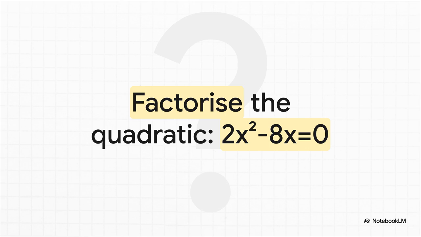Here is our first enemy equation. 2x squared minus 8x equals 0. Lean in, take a really close look. What commonalities do you spot between that 2x squared and the 8x? Don't overthink it, just look for the biggest number and the highest power present in every single term.